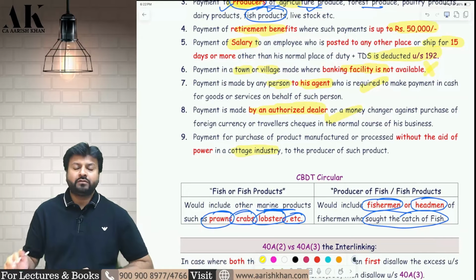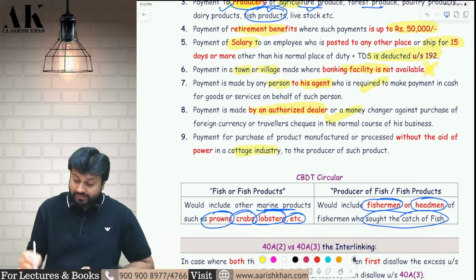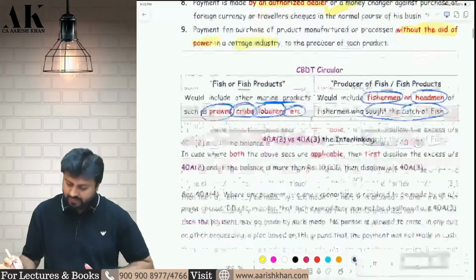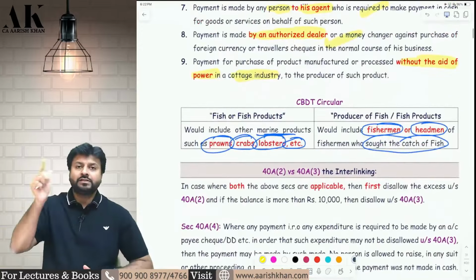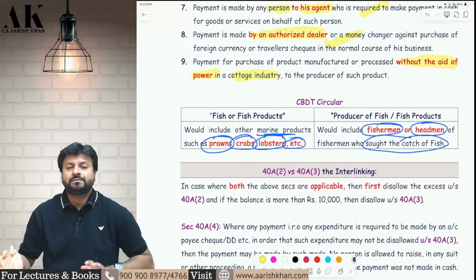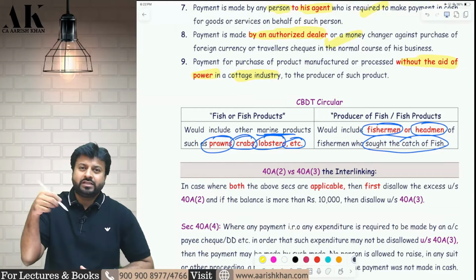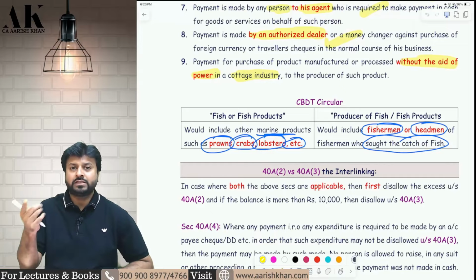And last but not least, payment for purchase of product from cottage industry. You are purchasing the product from a cottage industry that is working without the aid of power. They don't have power in their business. I hope it is clear. So if you purchase from such a cottage industry, a very small, labor intensive industry, they don't have machines also, because if there is a machine there needs to be power. They might be stitching something by hand, something like that. If you purchase from them, you can make the payment in cash.